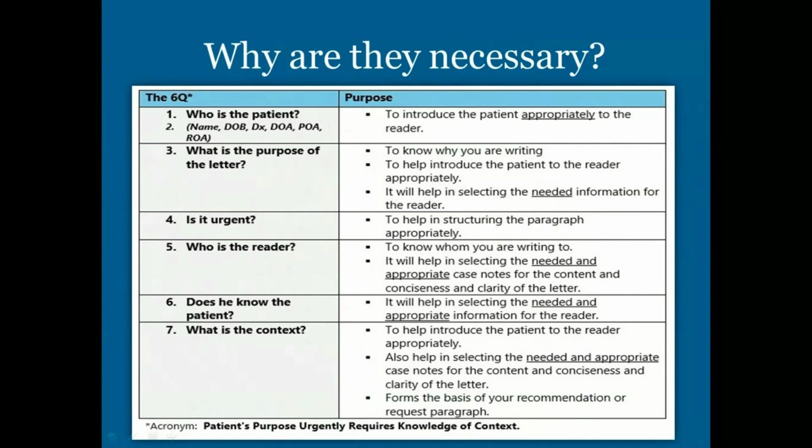Then who is the reader? To know whom you are writing to will help in selecting the needed and appropriate information in the case note, for the content, and for the conciseness and clarity of the letter. Conciseness and clarity is also a writing criterion. Knowing who the reader is will help you to focus and select the important information. Together with the purpose, you are going to select the important points, and when you do that, it will help your work to be concise and clear.